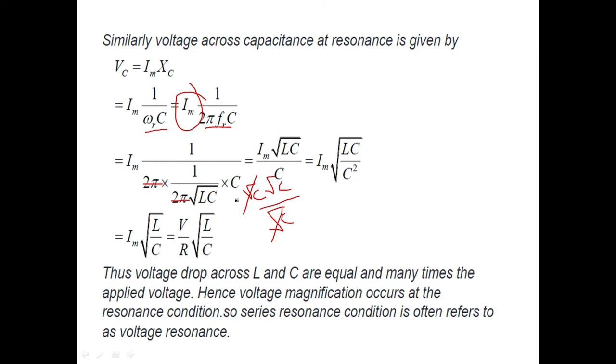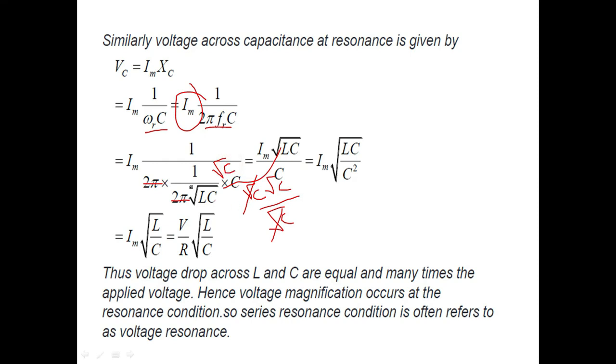From that step you have to understand how this equation is formed. This C is a root C square. Root C square means only C will remain. Then this C and this root get cancelled out. Therefore only root of C will remain.